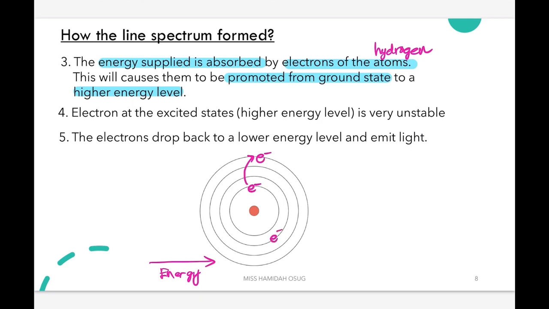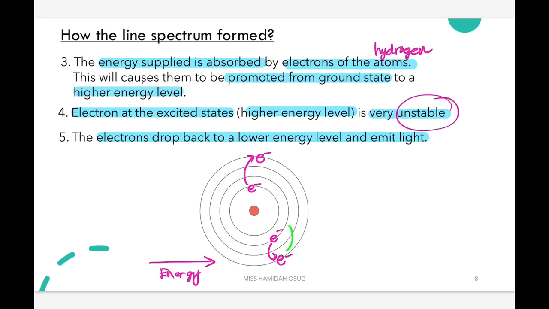Another example is when an electron at n equals 2 absorbs energy, the electron moves to a higher energy level, which is also n equals 4. Remember that when an electron is at the excited state, which is a higher energy level, it is very unstable. So what will happen? The electrons will drop back to a lower energy level and emit light.